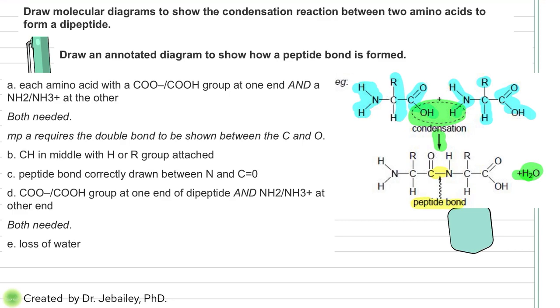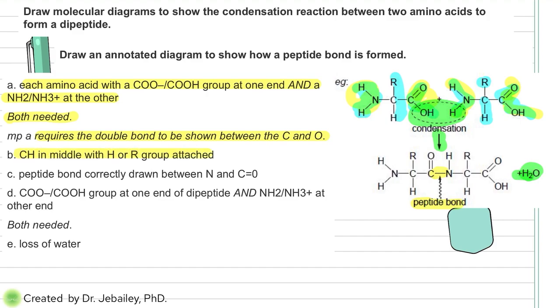All of these points you can get, because look here, amino group at one end and COOH on the other, which is true. So you have this on one end and you have this on the other end. Both are needed. It requires a double bond to be shown between C and O. And you have to put those double bonds, otherwise you don't get the point.